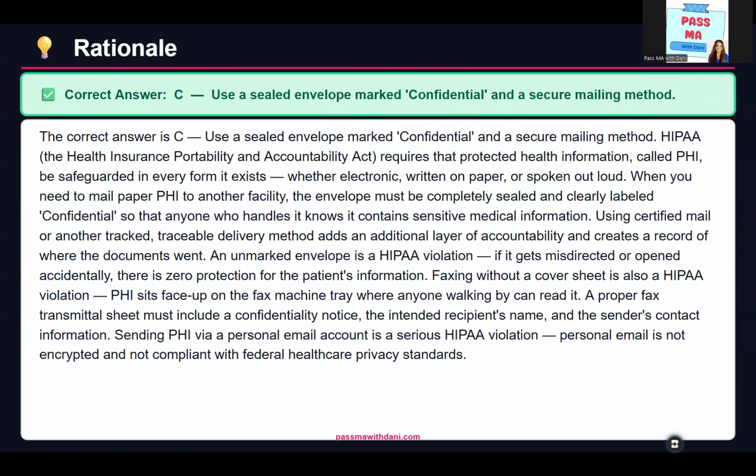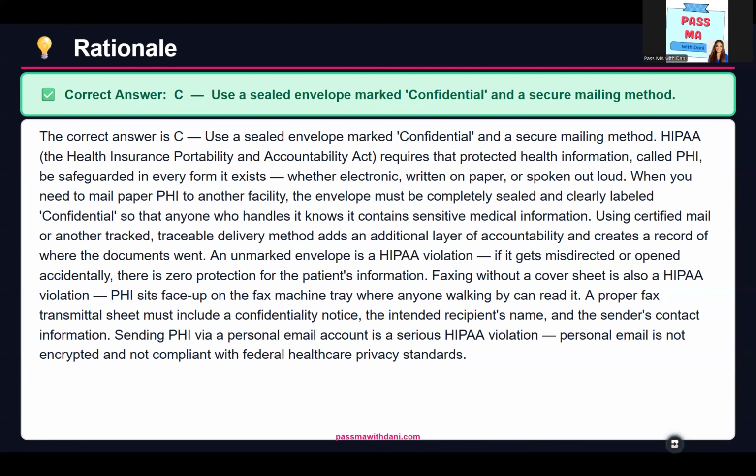When you need to mail that PHI, protected health information, to another facility, the envelope must be completely sealed and clearly labeled confidential so that anyone who handles it knows that it contains sensitive medical information. You need to use certified mail or another traceable delivery method. This basically just adds an additional layer of accountability, and it does create a record of where the documents went. Another form is registered mail. Registered mail is one of the other more secure ways to send mail.